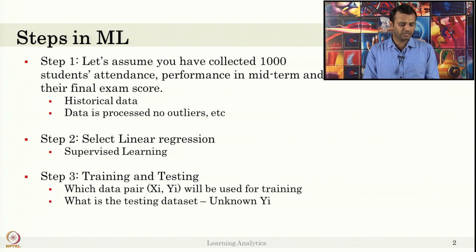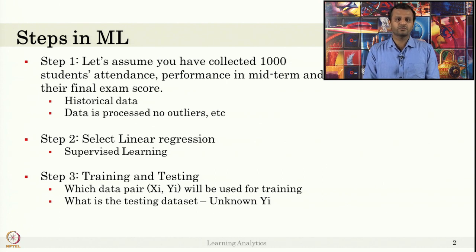Step 2 is selecting the algorithm. Let us say for the sake of this example, you selected a linear regression algorithm with the two variables, not a single variable, so it's multiple linear regression. Step 3 is training and testing.